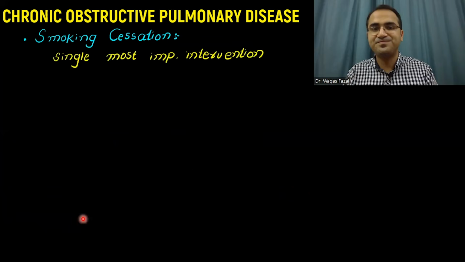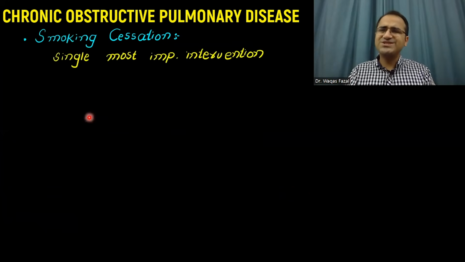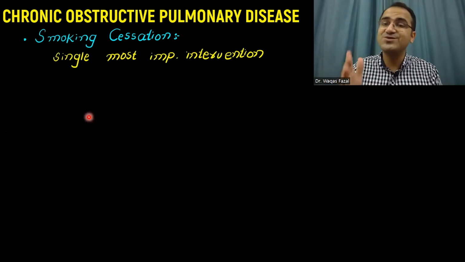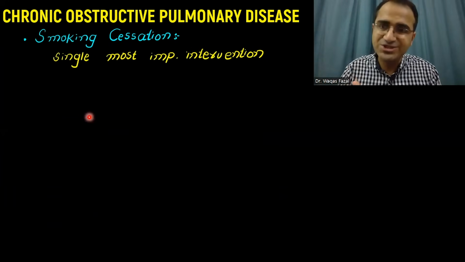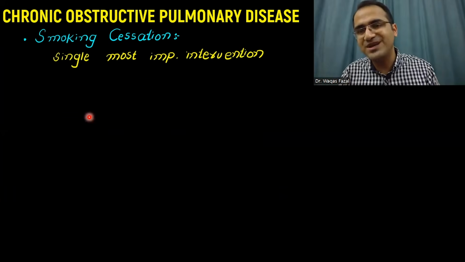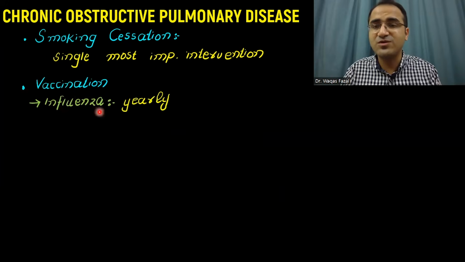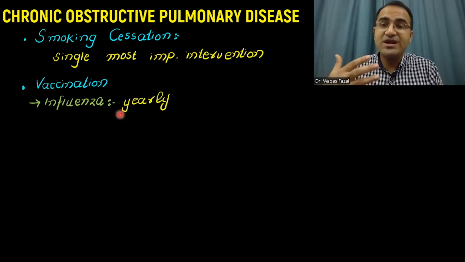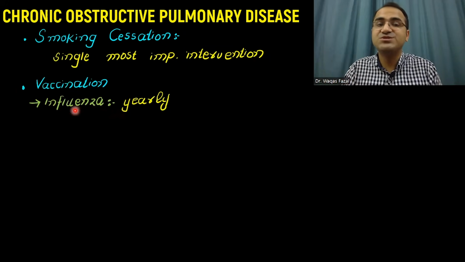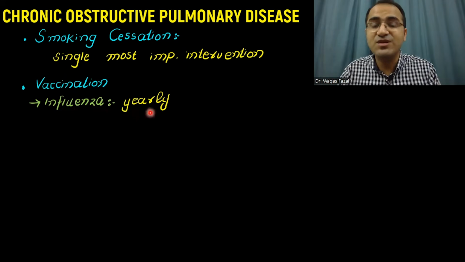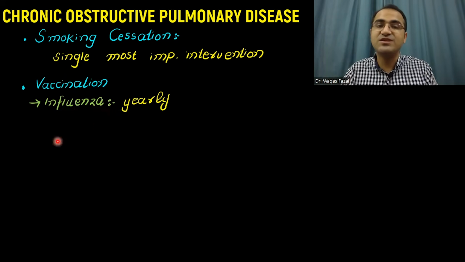Smoking cessation is the single most important intervention. If a question comes that asks you what the single most important intervention in the treatment of COPD is, that is smoking cessation. Vaccination is also performed since these patients have a chronic comorbid condition. These patients are at increased risk of infections. Influenza vaccine is given yearly.